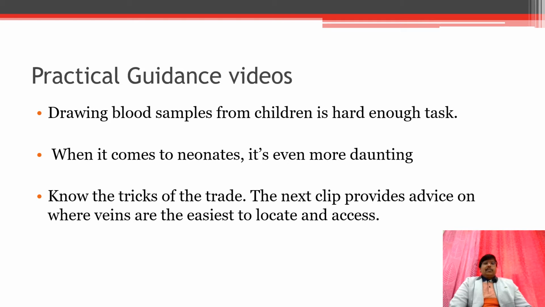Drawing blood samples from children is a hard enough task, and when it comes to neonates, this task has become even more daunting. So know the tricks of the trade. The next clip provides advice on where the veins are easiest to locate and access. Let's play the video now.